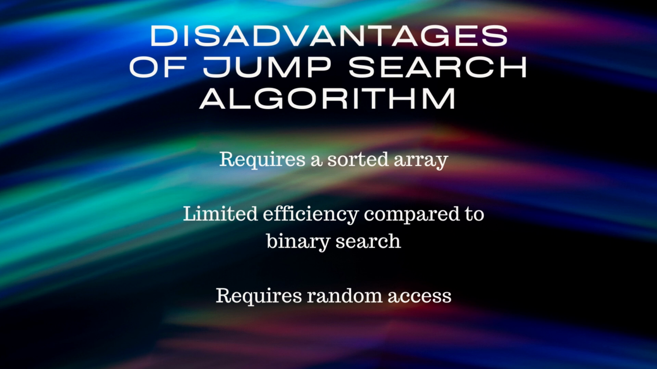Jump search is less effective than binary search, but it is more effective than linear search. Compared to jump search, which has a time complexity of O of square root of n, binary search has a time complexity of O of log n. The last one is that it requires random access. Jump search makes use of random access to array items. It has to be able to access items by index, which is doable in arrays but might not be in other data structures where direct access is either not enabled or expensive.